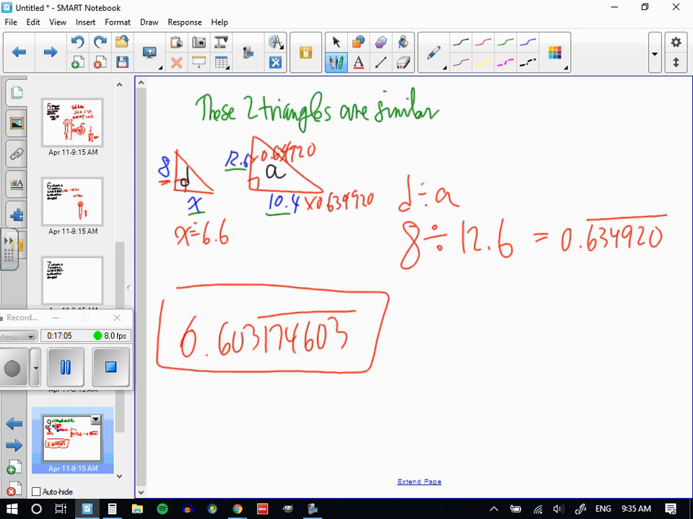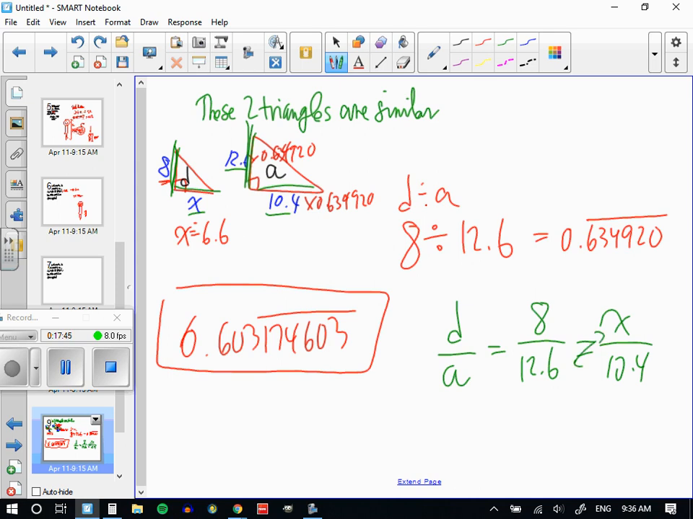Now, that's the hard way with scale factor. If you set it up as a proportion, it's much easier. So I'm going to take a different color marker and do the same question a different way. Scale is d over a, and therefore this side to this side, my d over a, or my 8 over 12.6, is proportional to the x over 10.4. And this will actually work out a lot easier for us because algebra is a lot easier to solve than scale factor.